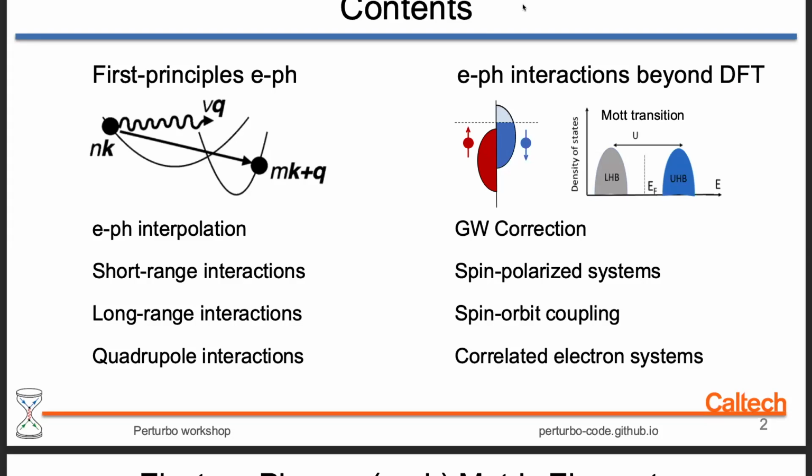Like I said, we'll start with the more standard background workflow. So this will be the interpolation of electron-phonon interaction. This includes a short-range part and also, in insulators, long-range parts, which we'll discuss. And then we'll also talk about some ways to go beyond the standard DFT approximations, including GW corrections to electronic structure, spin polarized systems and systems with spin orbit coupling, and systems with correlated electrons.